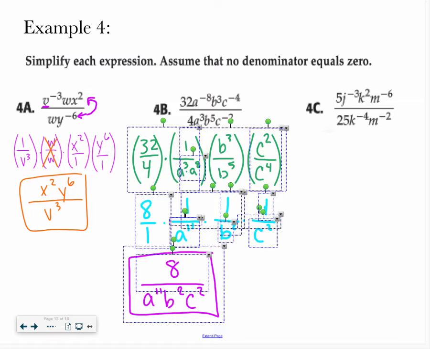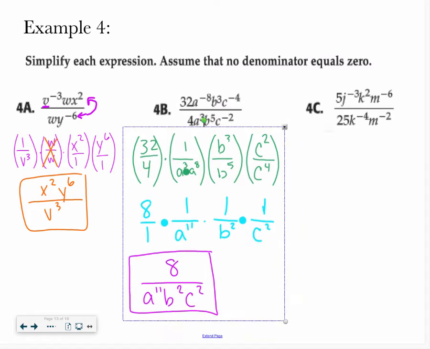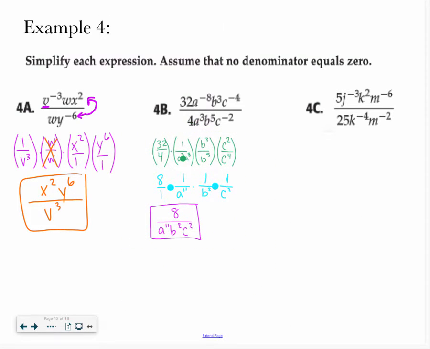Okay, so that was quite a bit more work than that first one. But as you practice them more and more, they get a little faster, okay? So now let's take a look at our last one. We have 5j to the negative 3rd times k to the 2nd times m to the negative 6th divided by 25k to the negative 4th m to the negative 2nd.